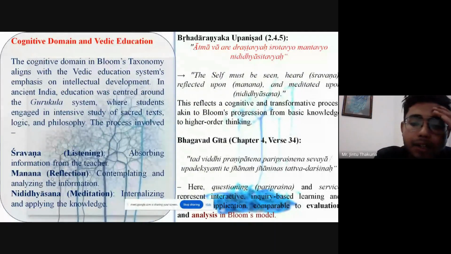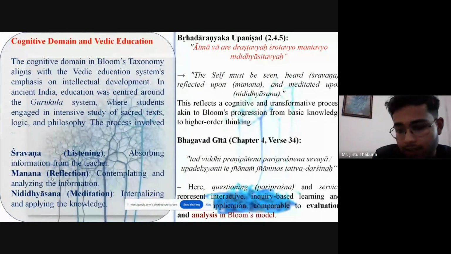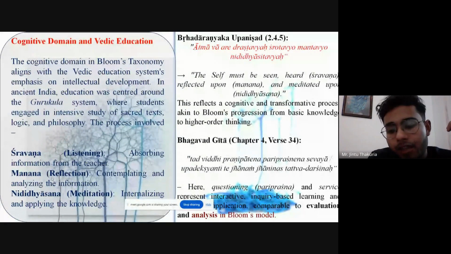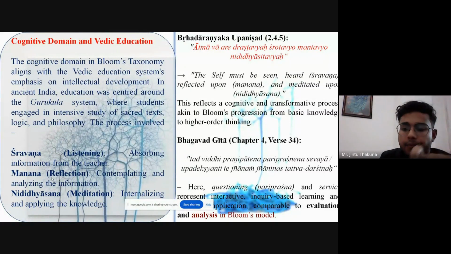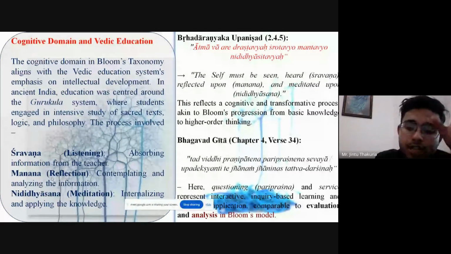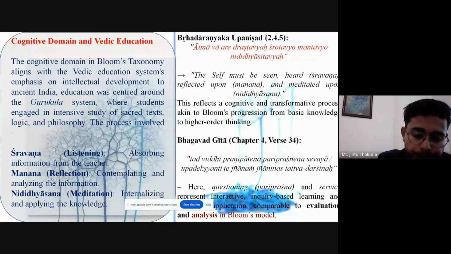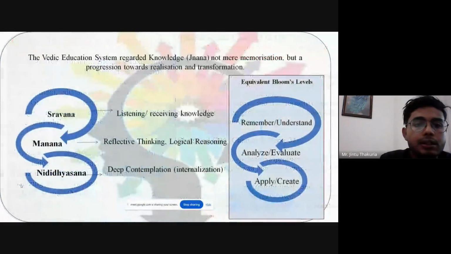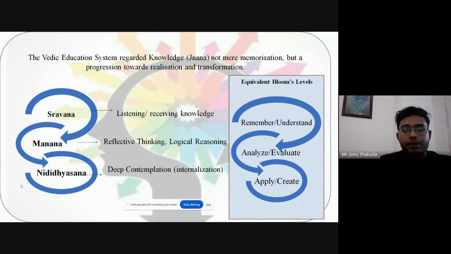Similarly, there is another shloka from the Bhagavad Gita, chapter 4, verse 34: Tad viddhi pranipatena pariprashnena sevaya. Here pariprashna means questioning, and seva means service. It represents inquiry-based learning, which is comparable to evaluation and analysis in Bloom's model. Now, you see, this is a comparative glance.